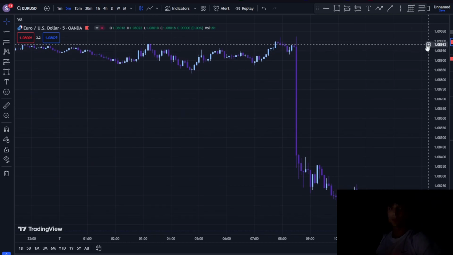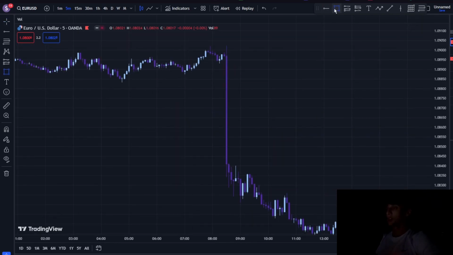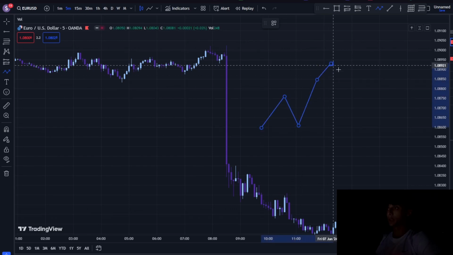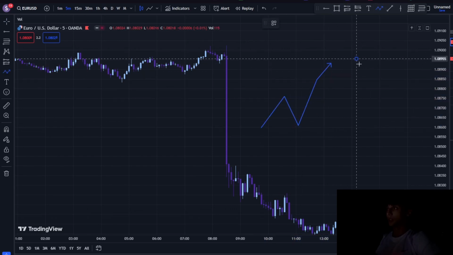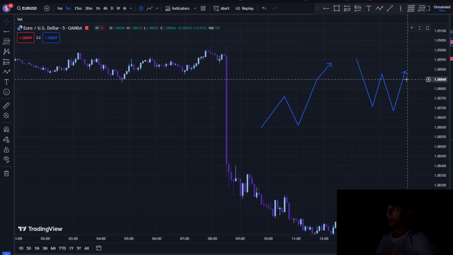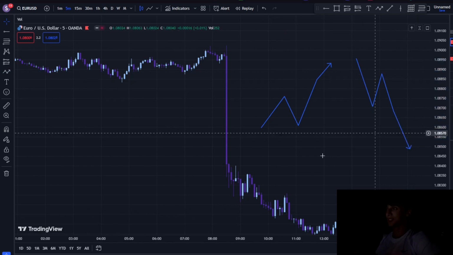Okay, FVG is short for fair value gap. All right, so a fair value gap could go in 2 ways. The first way is in an uptrend, it could create a gap, and another way is in a downtrend, it could create another gap.